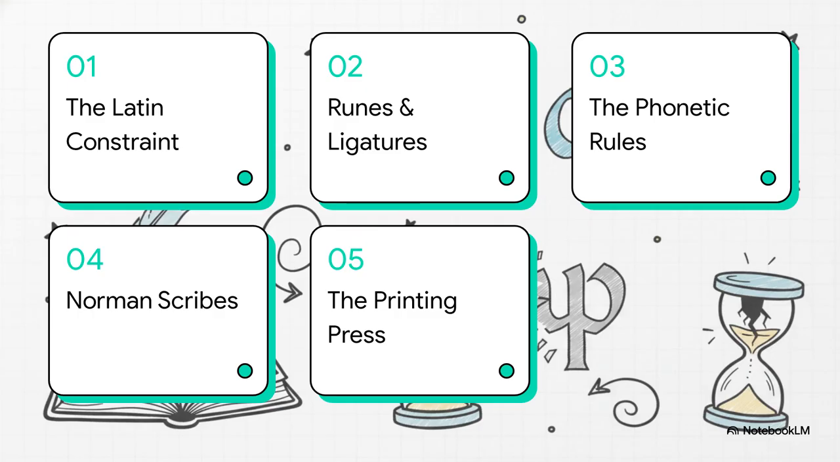Okay, let's dive into this. Here is our evolutionary roadmap for today, tracking the survival and ultimate death of these characters across 5 key eras. We'll start with a Latin constraint, move into runes and ligatures, demystify the phonetic rules, look at the Norman scribe influence, and end with a printing press.